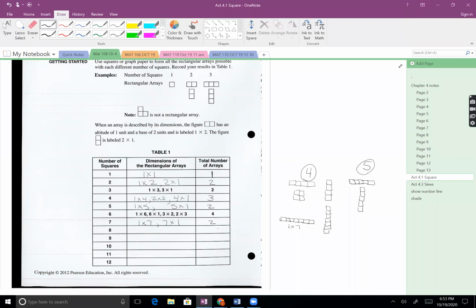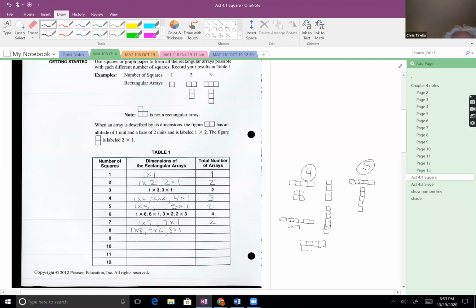I think I got it. Okay. How about everybody else? I think I got it too. Okay. So how many rectangles did you get with 8 blocks? I think I got 3. 3? What were the 3 that you got? I got 3 too. 1 by 8, 4 by 2, and then 8 by 1.